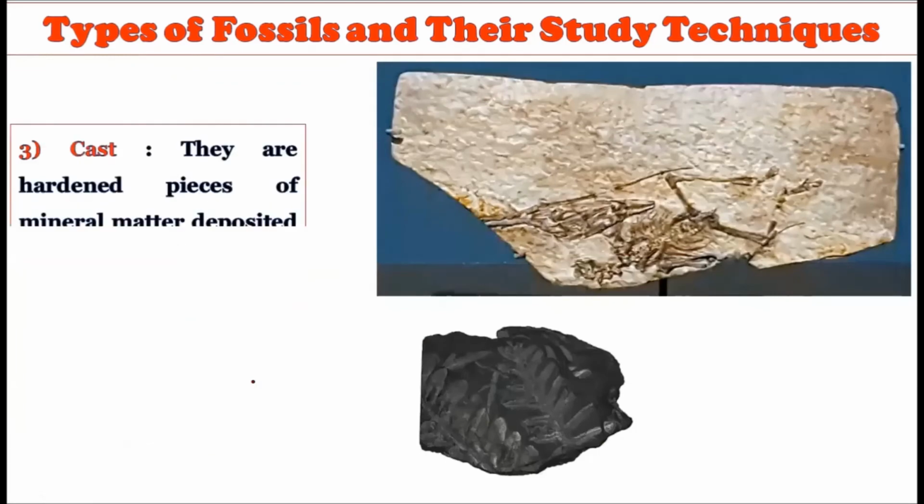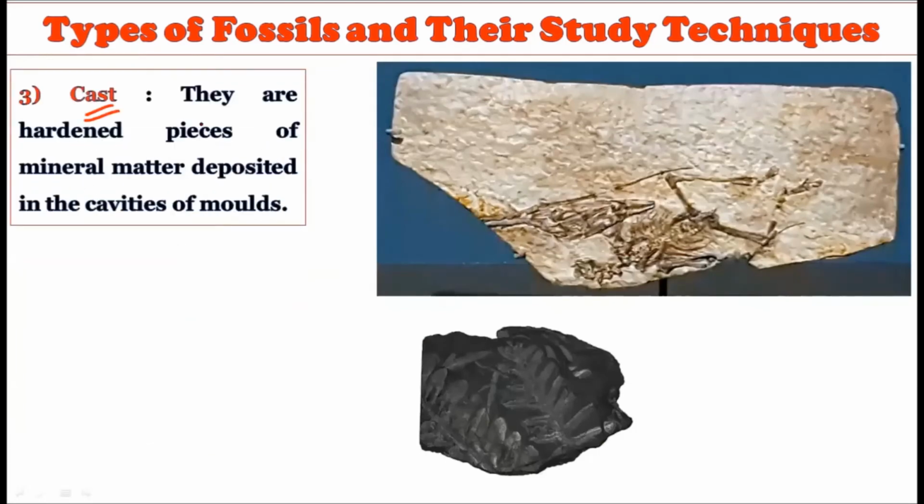Now consider this. The third type of fossil is called a cast. Casts are hardened pieces of mineral matter that are deposited in the cavities of the molds. So whatever molds were created, if you find hard pieces deposited in these molds, in these impressions, these all come under casts. These are studied differently under the fossil record, because here we have the impression, which is called the mold, and if in this mold there is some kind of preservation in the form of a hard structure, this hard structure will always come under cast fossils.